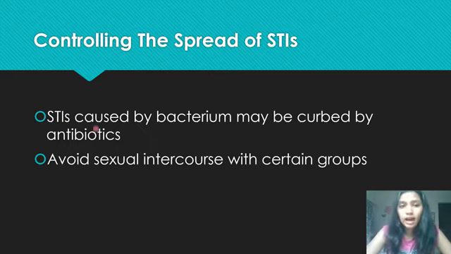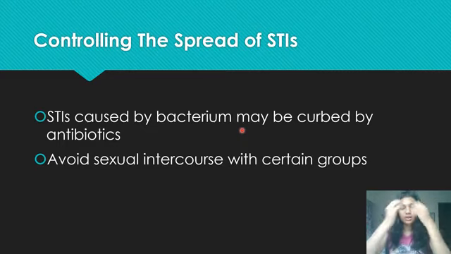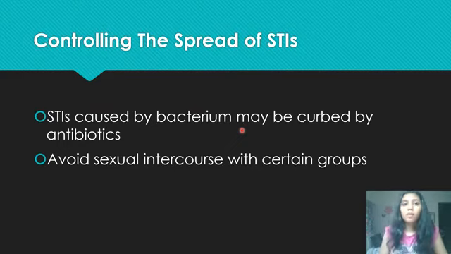And an STI may be caused by bacterium, and because it is caused by bacterium, it may be curbed by antibiotics. Curbed doesn't mean control or regulate it. As you know, antibiotics are effective on bacteria because bacteria have cell walls, but they're not effective on viruses because viruses don't have a cell wall. So STIs caused by bacterium can be curbed by antibiotics.